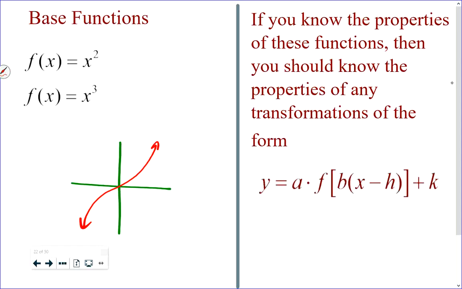Okay, and it doesn't matter if you knew that already, although maybe you did. The point is, if f of x is x cubed, and I'm not going to do this for every one of these I'll reveal, you should be able to tell me what this will look like.